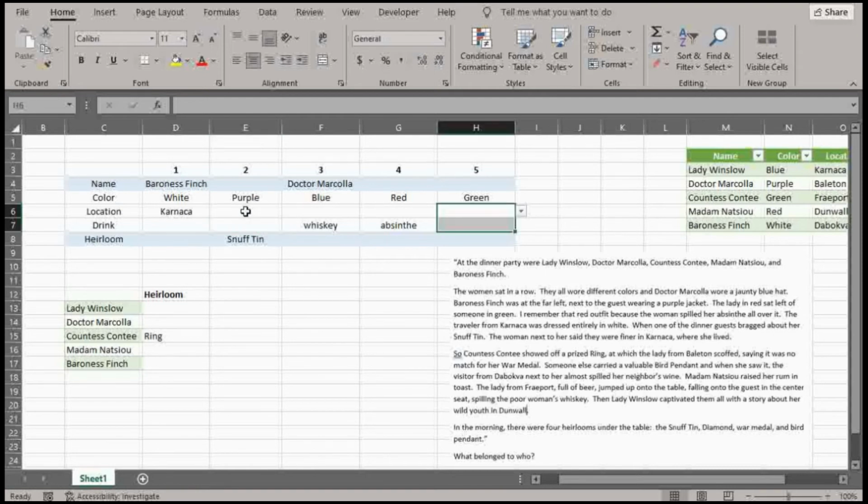So what's left in locations? Bailton. Dagobah? I can't pronounce that. I'm never even going to try. That's this word down here. Sorry. Almost spilled her neighbor's wine. So that means that their wine isn't here. The visitor from Dacvada next to her almost spilled her neighbor's wine. Bailton has a war medal. So whoever's from Bailton has the war medal.